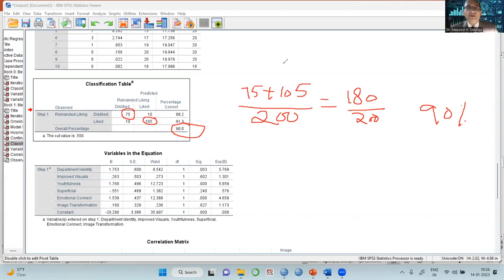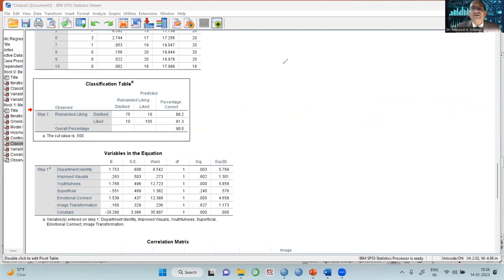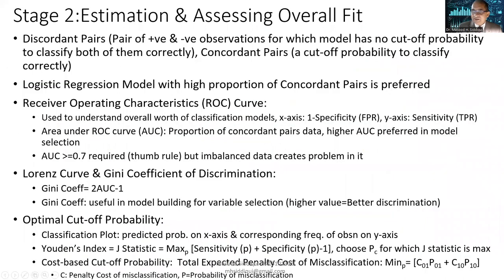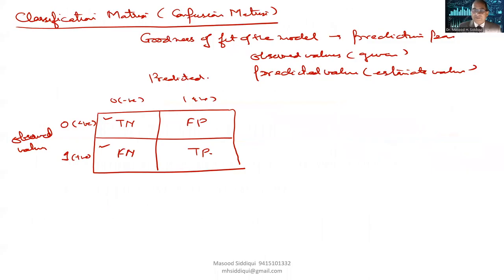So this model appears to be good, but there is an accuracy paradox with this type of value. Let me introduce this accuracy paradox. Now here, let us take two examples. Now we are discussing the accuracy paradox.